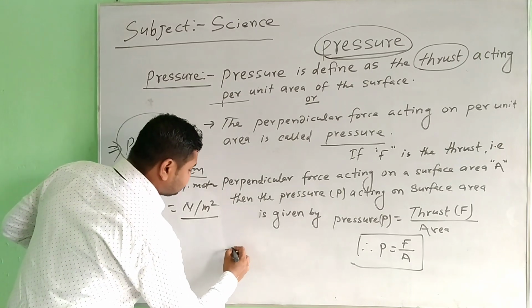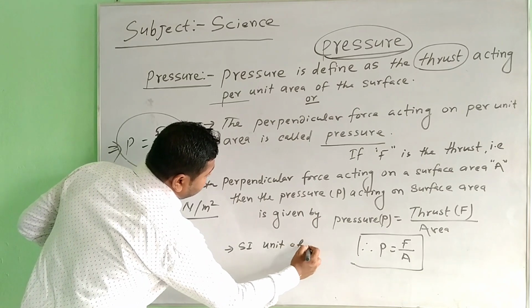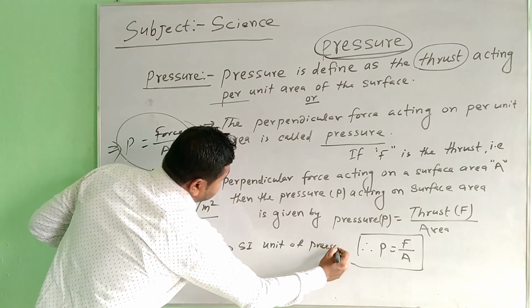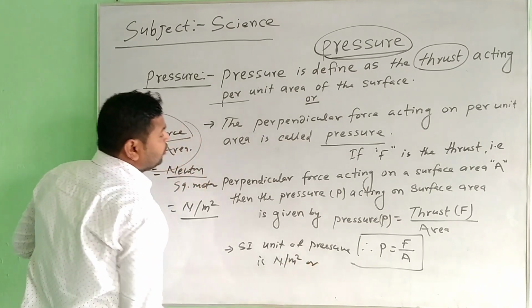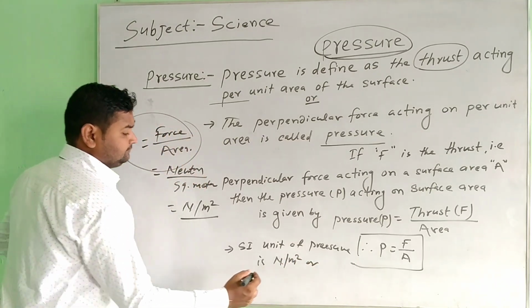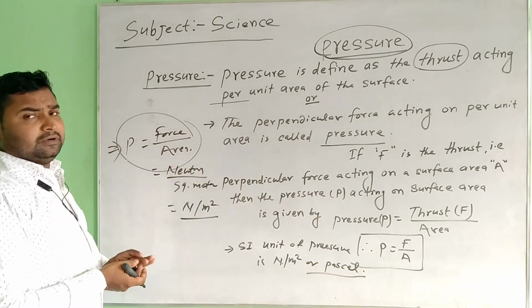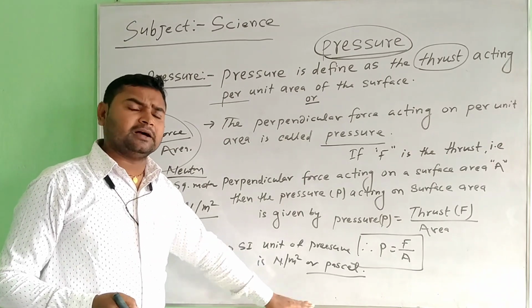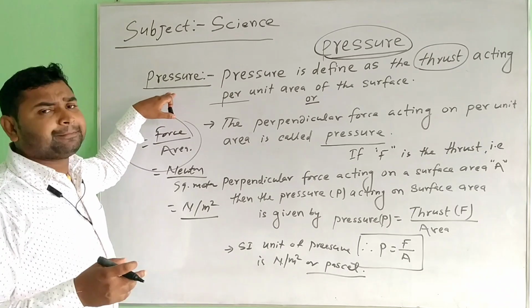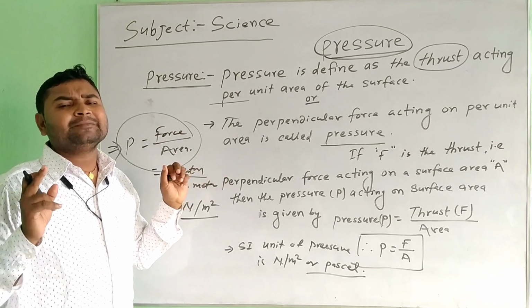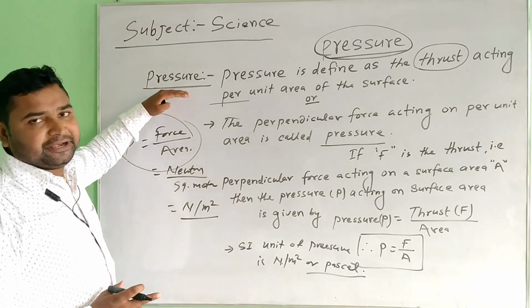So the SI unit of pressure is Newton per meter square, or we can also say Pascal. The SI unit is Pascal. So what is pressure? Pressure means force acting per unit area on the surface. That is called pressure.